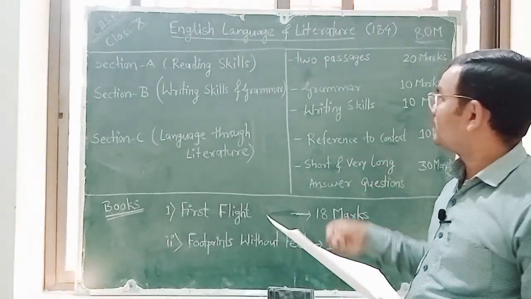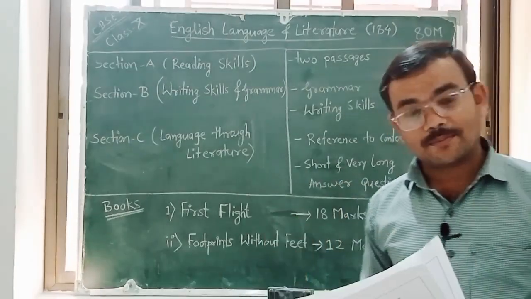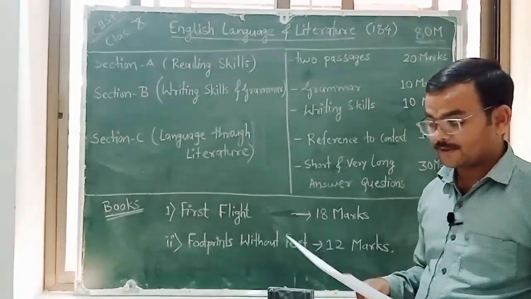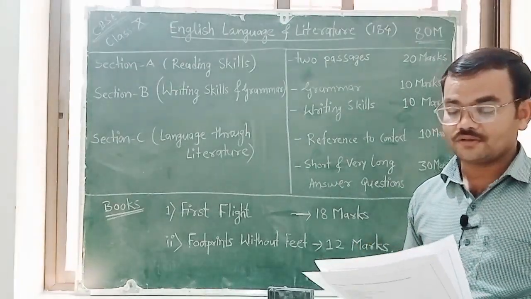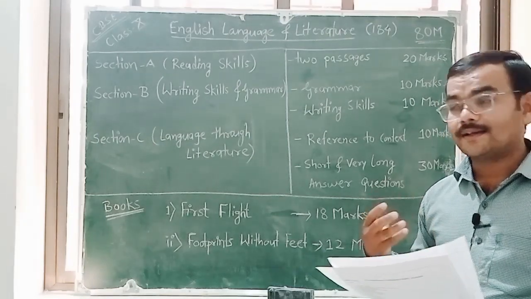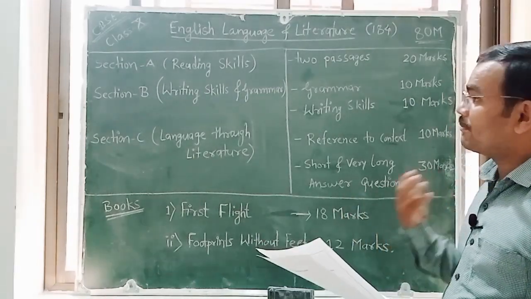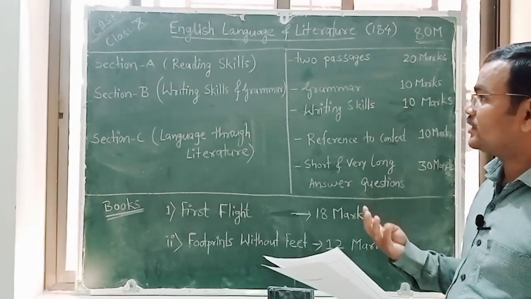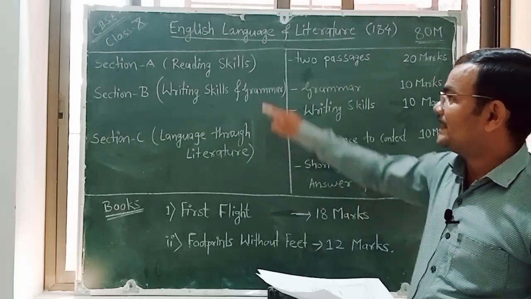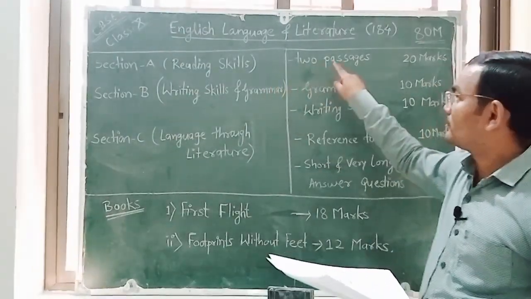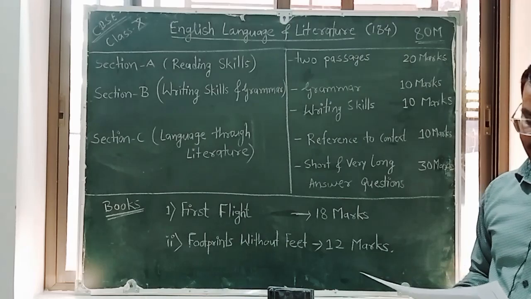On the basis of these two passages you will be asked objective type questions and short answer questions. These questions will be asked to assess your comprehension, your interpretation, how you analyze the passage, how you infer, what you infer from the passage, and what the message of the passage is. Section A is related with reading skills, where you will be given two passages and you have to answer questions based on them.